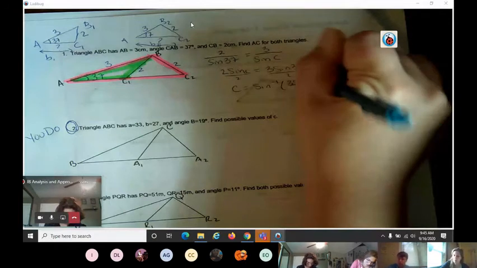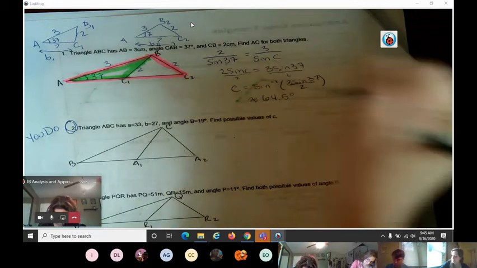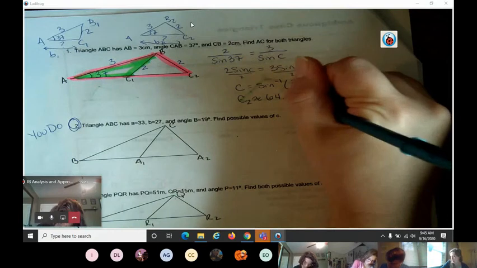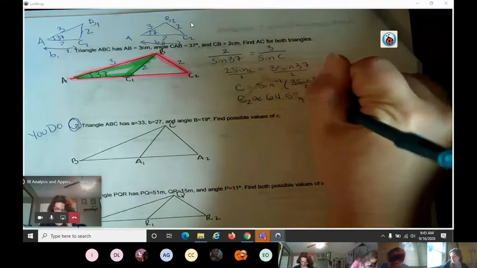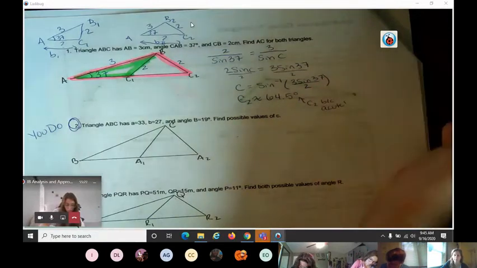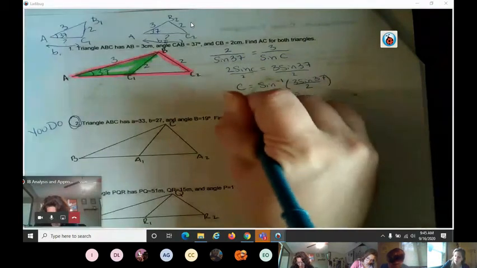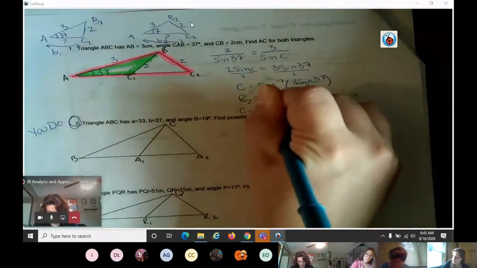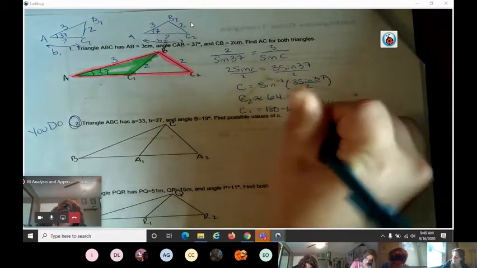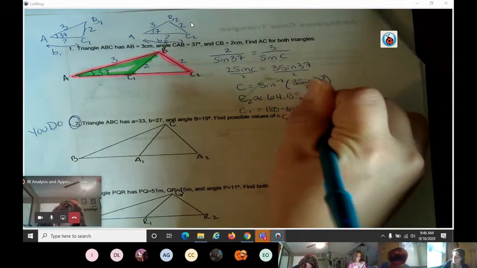Okay, this ends up being 64.5 degrees, which means this is C2 because it's acute. Okay, then we can calculate our C1 by taking 180 and subtracting 64.5. And we should get that C1 is equal to 115.5 degrees.